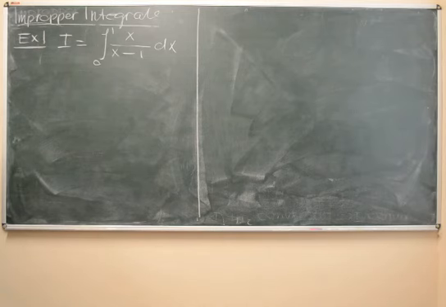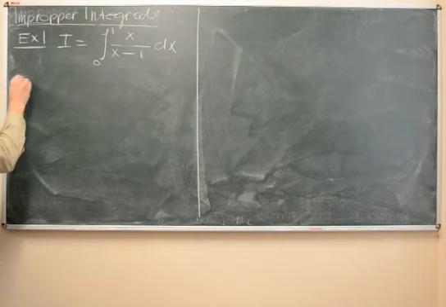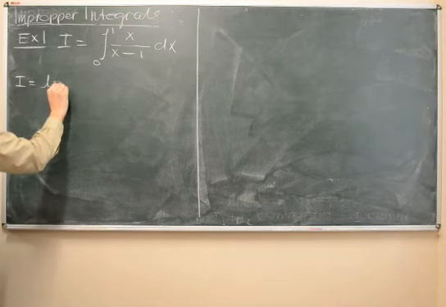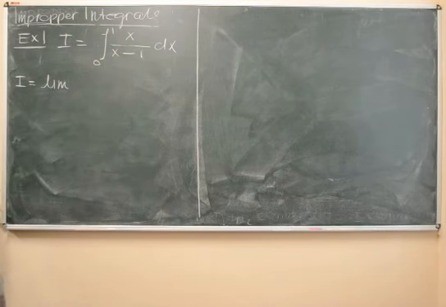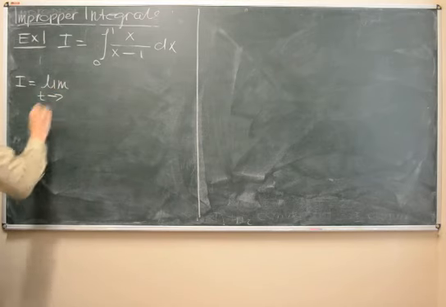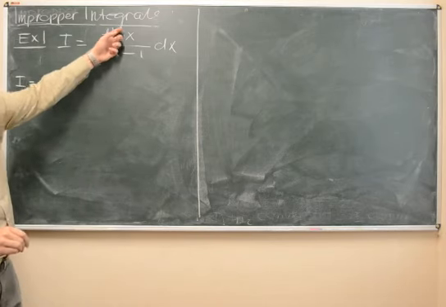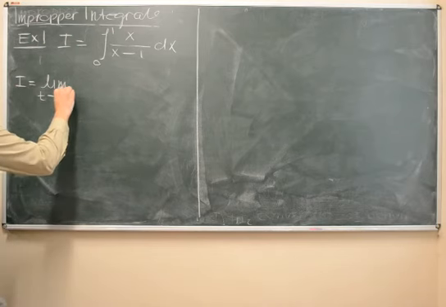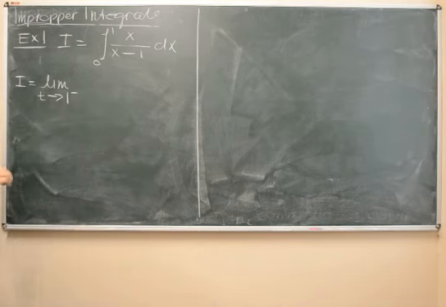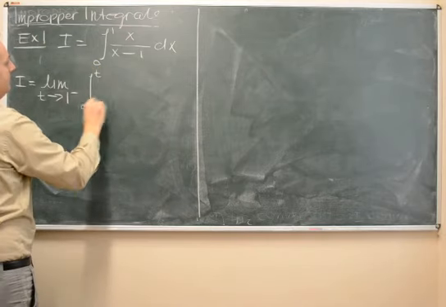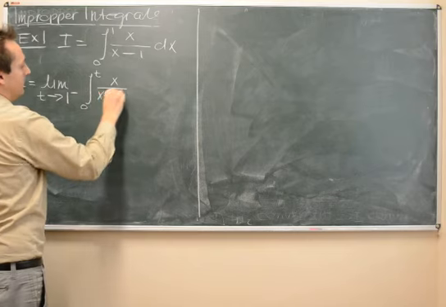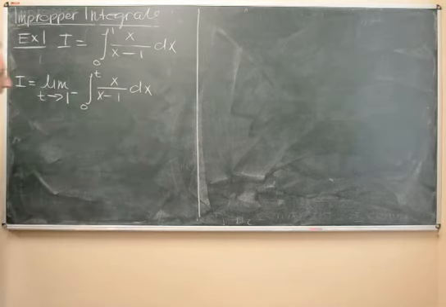We have to express it as a limit. That's the first step. We notice that this is an improper integral because the function has a discontinuity at one endpoint of our interval of integration. This discontinuity is at the right endpoint at 1. So we're taking the limit as t goes to 1 from the negative side, and we take the integral from 0 to t of x over x minus 1 dx.